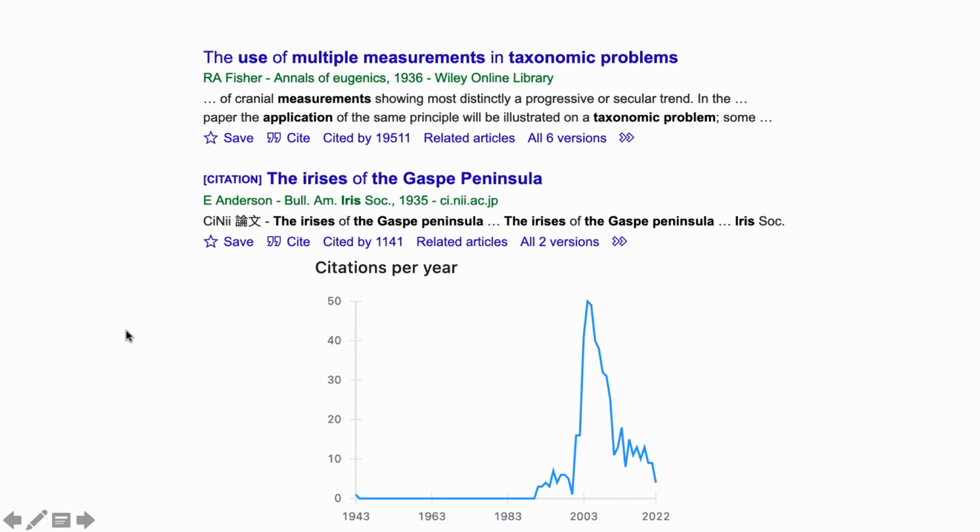I also checked Google Scholar to see how many citations there were for the Ronald Fisher paper, and it says that there are over 19,500 citations for this paper. Some of those citations might be for linear discriminant analysis, but I think the majority of those are for people using the iris flower dataset that was published as a data table in that paper. And I also checked the citations for the original Edgar Anderson paper, and there are over 1,000 citations for that paper as well. I think I've shown that this became a very famous dataset.